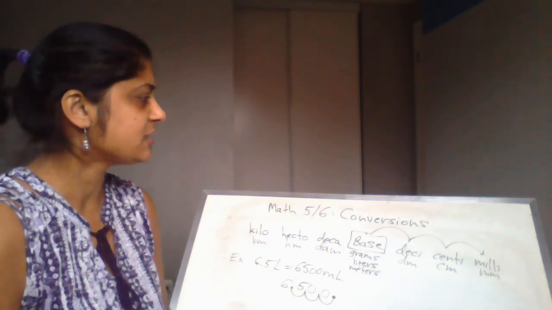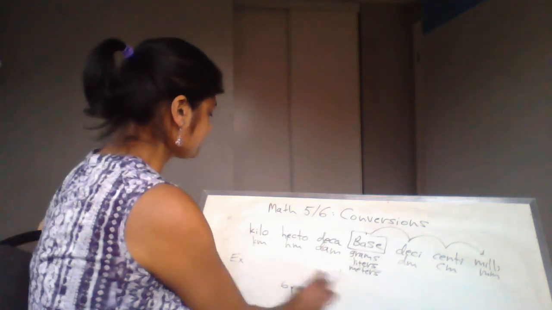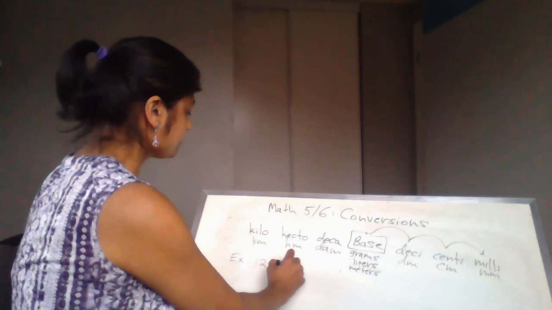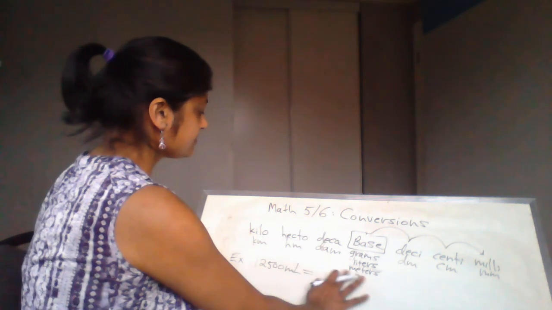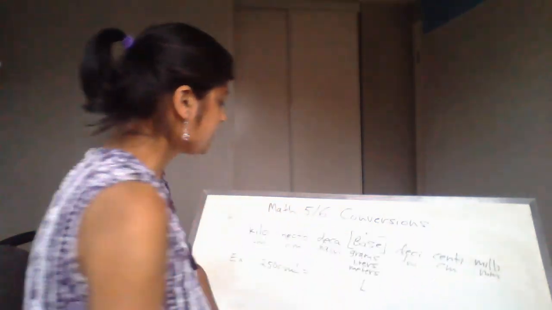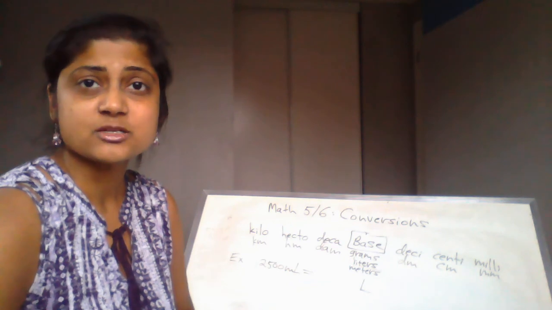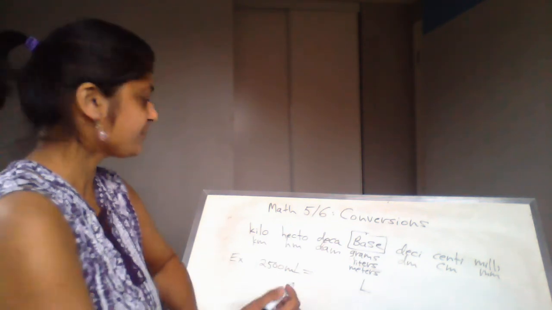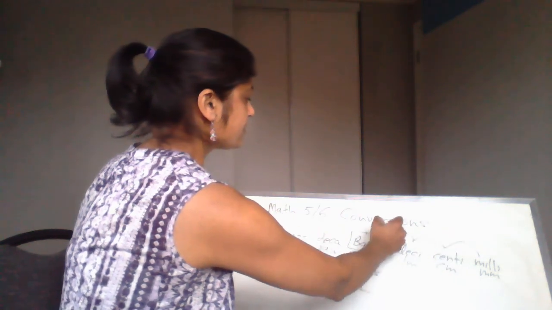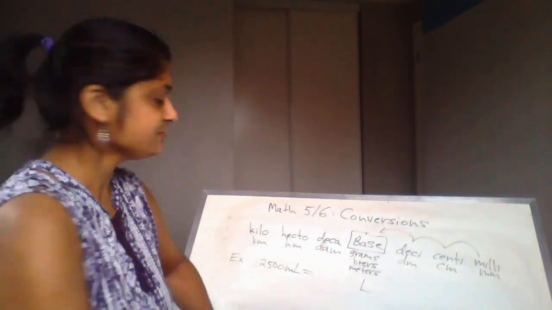Let's try one example where we're converting in the opposite direction. So let's do 12,500 milliliters into liters. Also note that if you have a whole number like this, the decimal place is actually after that last 0. So we're going to go in the opposite direction. So 1, 2, 3. This time I'm actually dividing by 1,000.